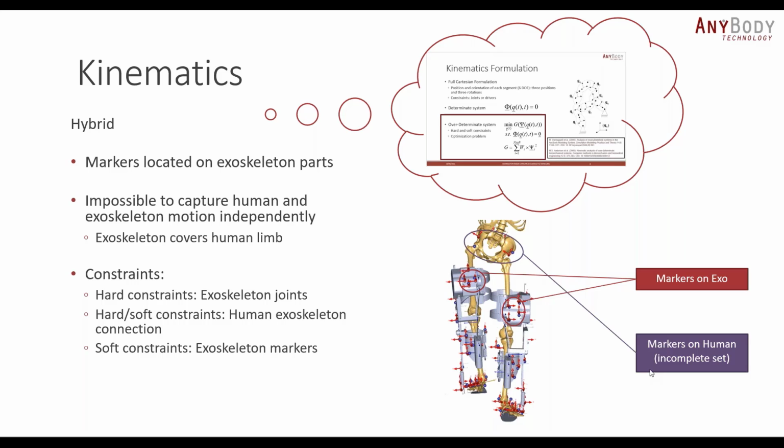figure out some constraints. There will be the hard constraints coming in from the exoskeleton joints, so different segments of the exoskeleton, and you can add hard or soft constraints between the human and the exoskeleton to make sure that the motion of the human can be solved. And then you will have soft constraints coming in from the markers on the exoskeleton. So in this way, you have a hybrid system where you have markers on the exoskeleton, but you also have constraints between the human and the exoskeleton.